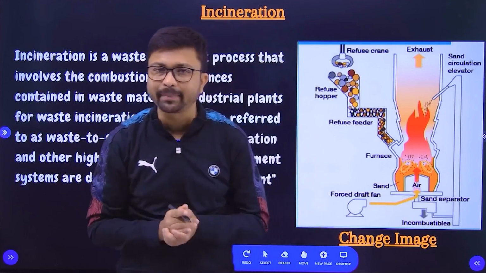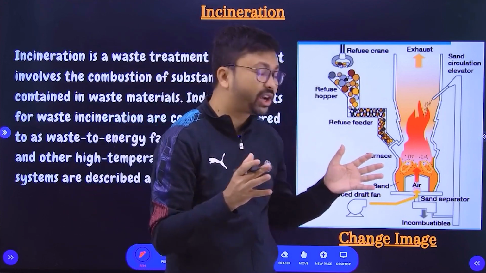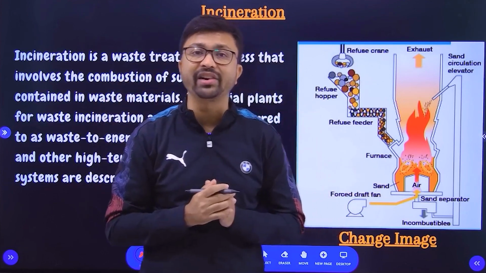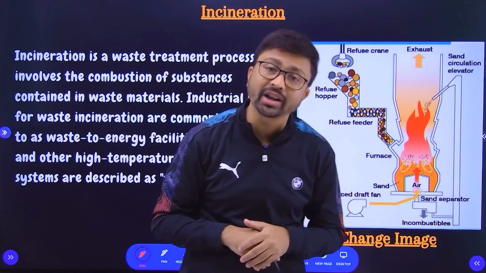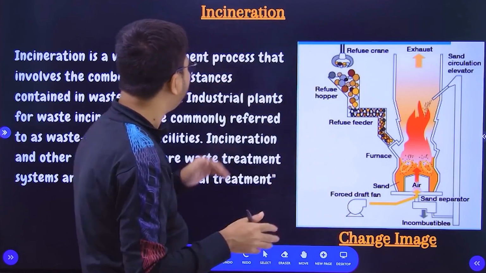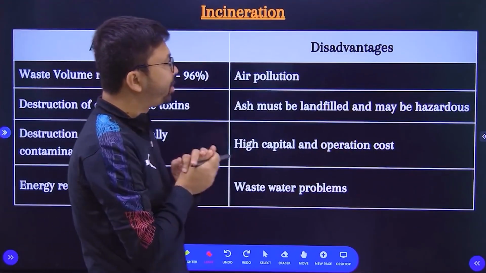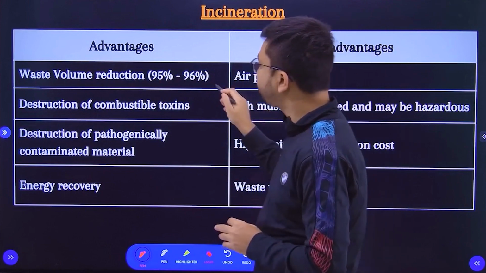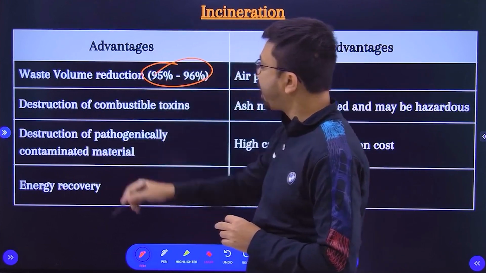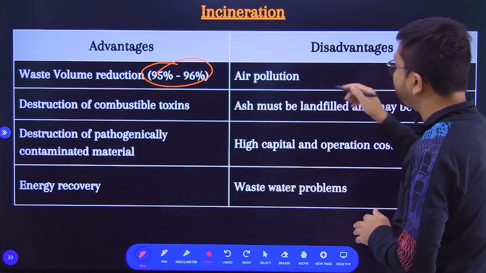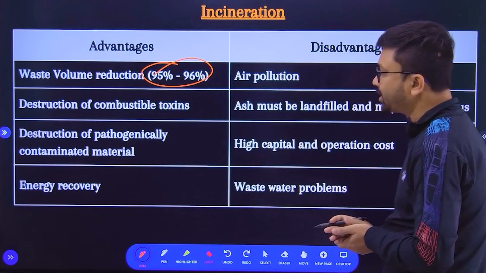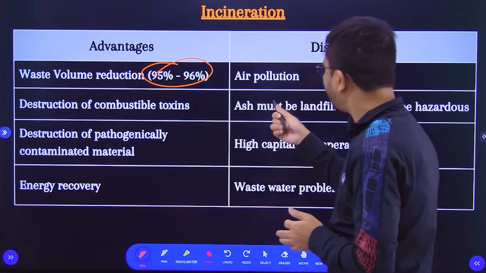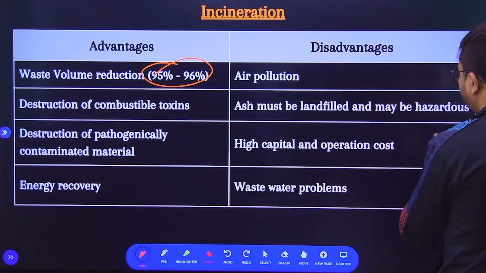But one disadvantage is there: when you burn the waste materials, we may get rid of the volume, but it will start creating environmental or air pollution. That is the problem of incineration. Here you need to know the advantages and disadvantages of incineration. Advantage: 95 to 96% of volume can be reduced. But the problem is air pollution, as I already discussed, right? And different types of toxic materials will increase, like ashes, which must be landfilled and may be hazardous.